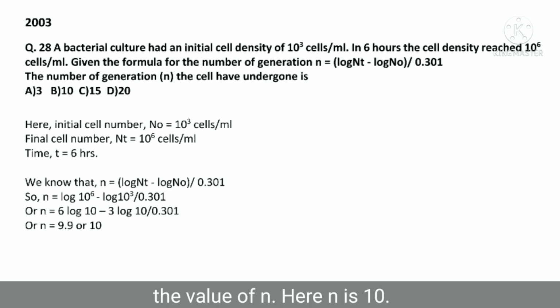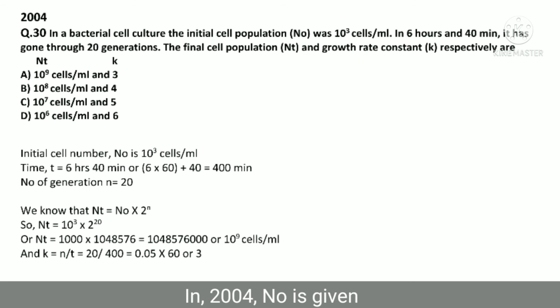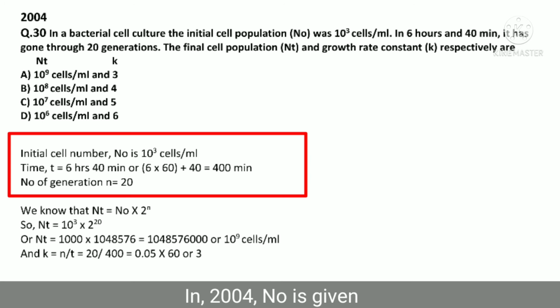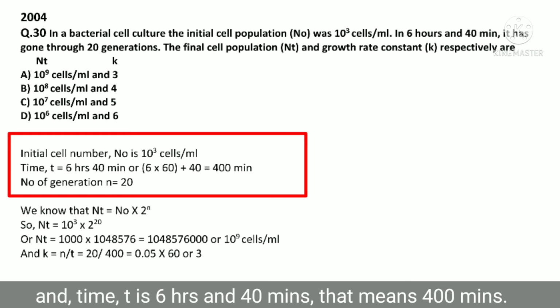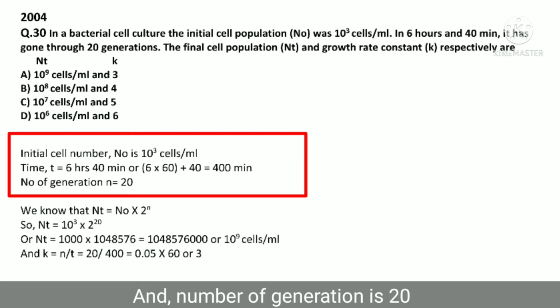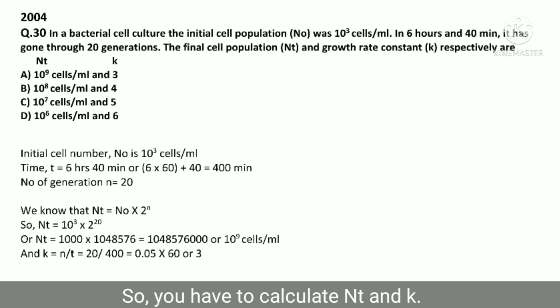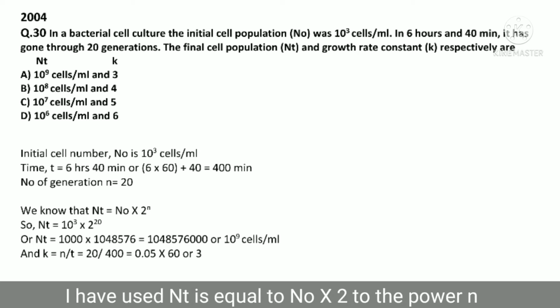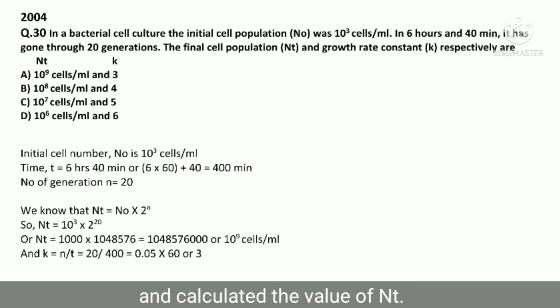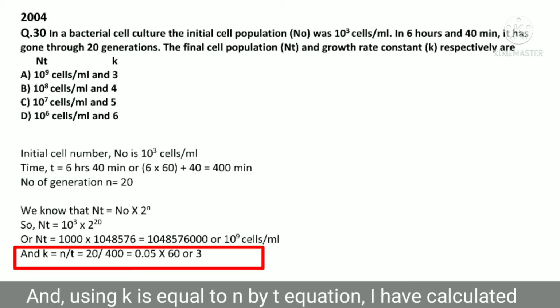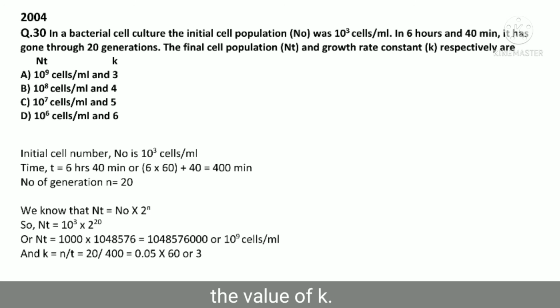Here n is 10. In 2004, N0 is given and time t is 6 hours and 40 minutes. That means 400 minutes, and the number of generations is 20. So you have to calculate Nt and k. I have used Nt is equal to N0 into 2 to the power n and calculated the value of Nt, and using the k is equal to n by t equation, I have calculated the value of k.